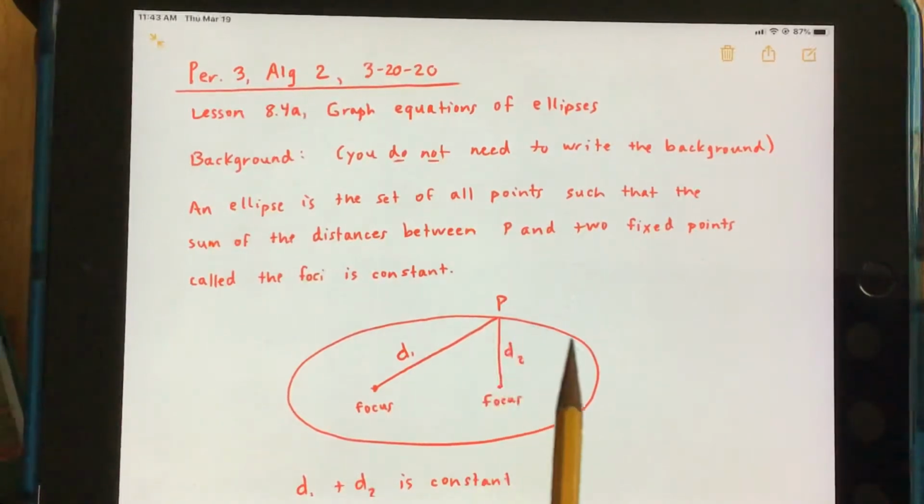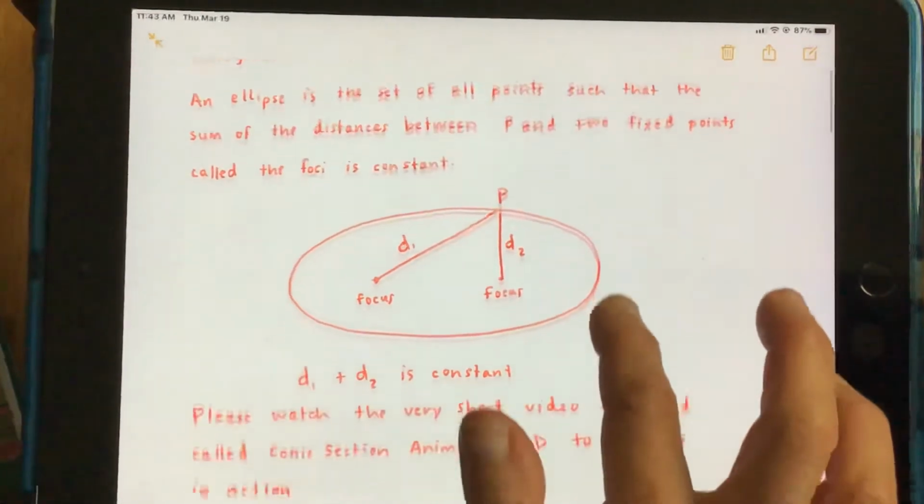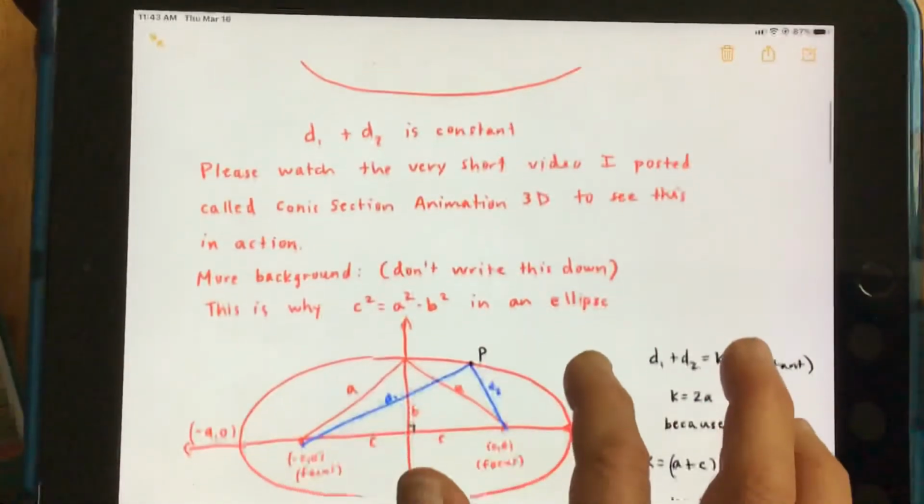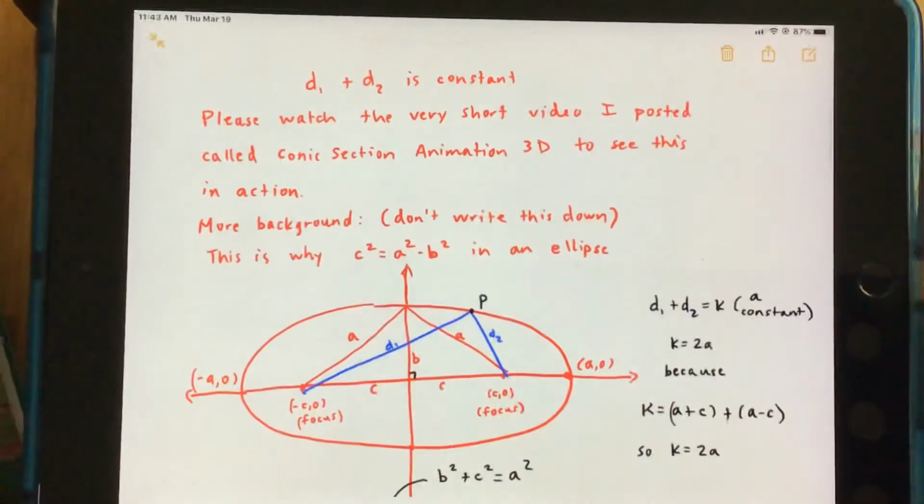I have a video that I've posted separately where you can see this in action, and I am going to want you at some point to take a look at that video. It'll really help you understand how that D1 plus D2, dragged around those focus points, will create the ellipse that you see here. Okay, so this is where I'm asking you to watch that very short video. It's less than a minute. It's also posted in your Google Classroom for today's work.